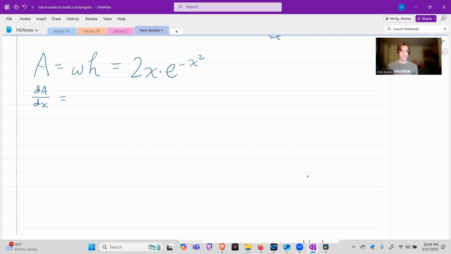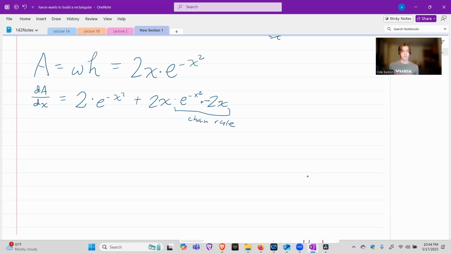So it's the derivative of the first, so that gives us 2, times the second, so times e to the negative x squared, plus the first, 2x, times the derivative of the second. So the derivative of e to the negative x squared, well, we know that the derivative of e to something is e to that something, but then we have to move inside because inside we have this negative x squared function, and we have to do chain rule and multiply by that. So derivative of negative x squared is negative 2x, right? So inside of our product rule, we had to do a little bit of chain rule right here.